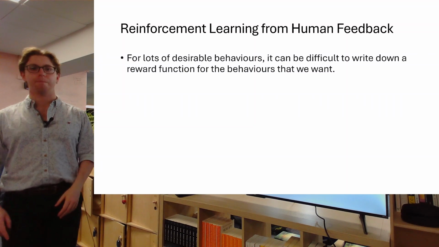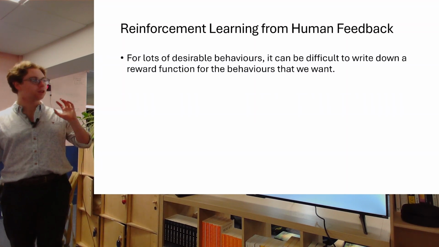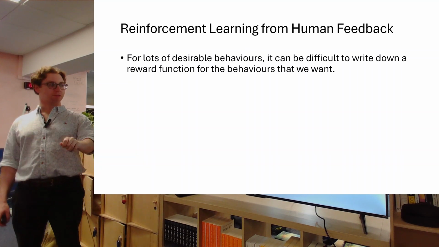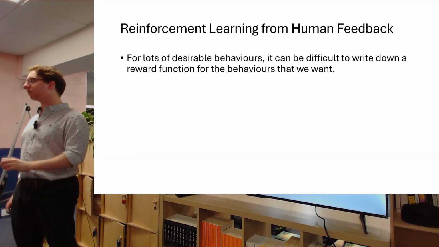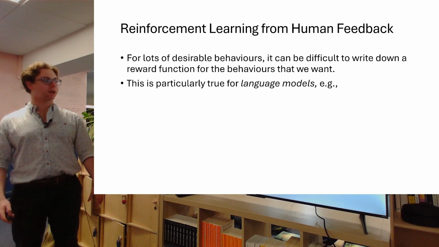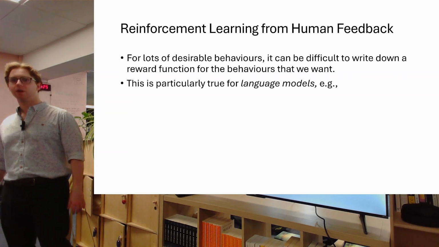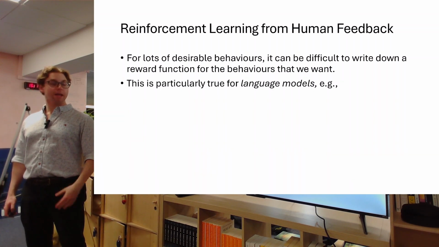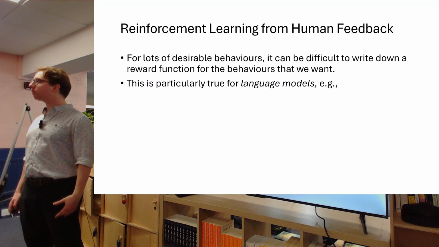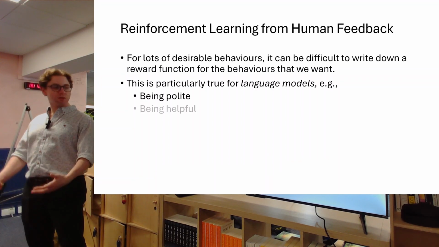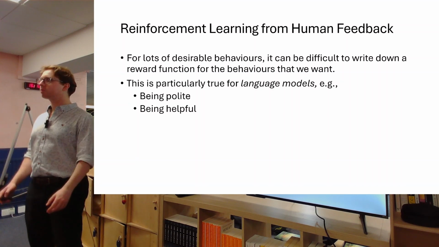So another situation in which it's very common to use a proxy reward is reinforcement learning from human feedback. There's lots of desirable behaviors where it can be really difficult to write down a reward function for that behavior. As the most important example of this, we have language models, where when we're training a language model in a chat context, it can be really difficult to write down a reward function that encodes what it means to be polite, or what it means to be helpful, right? What it means to be harmless.